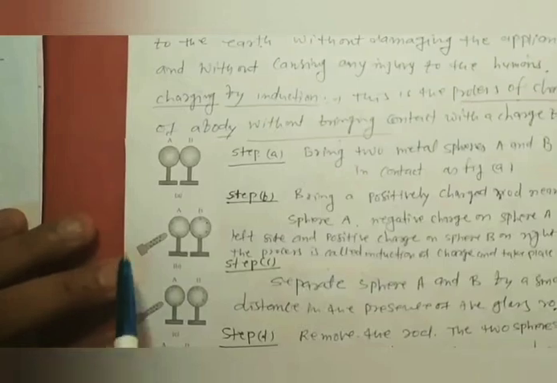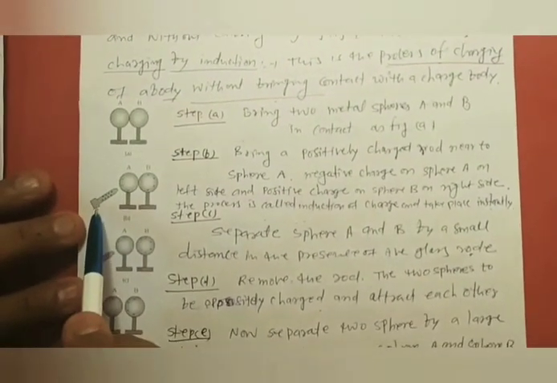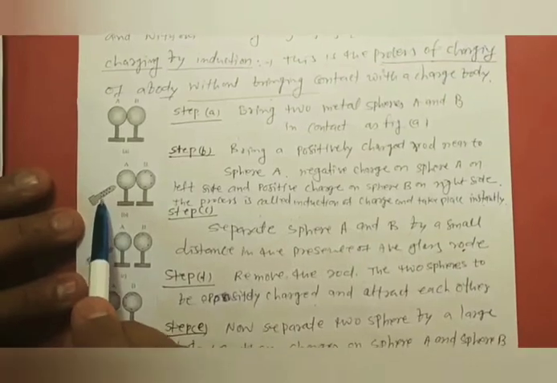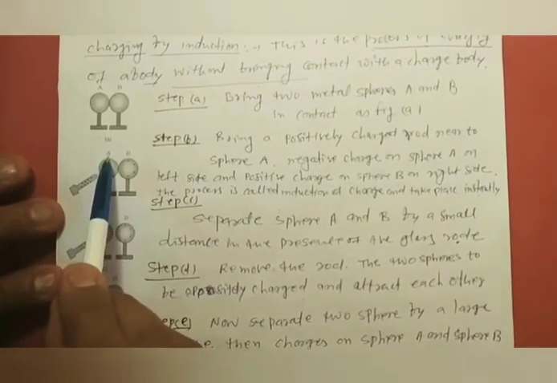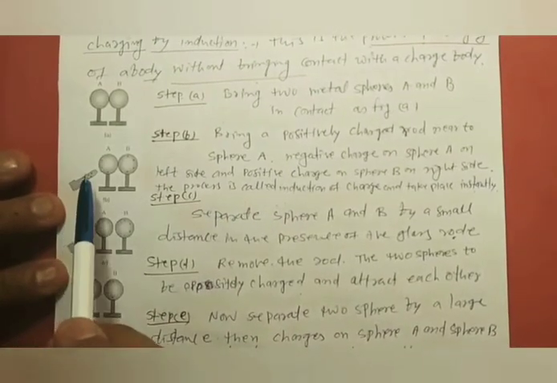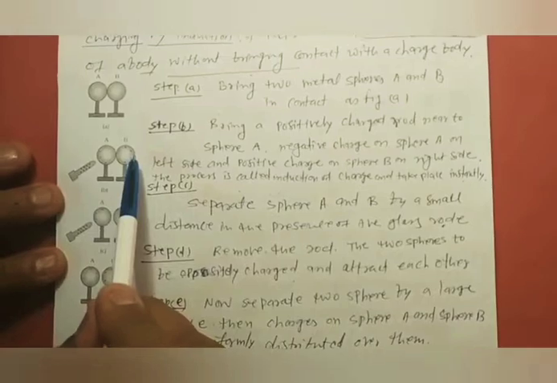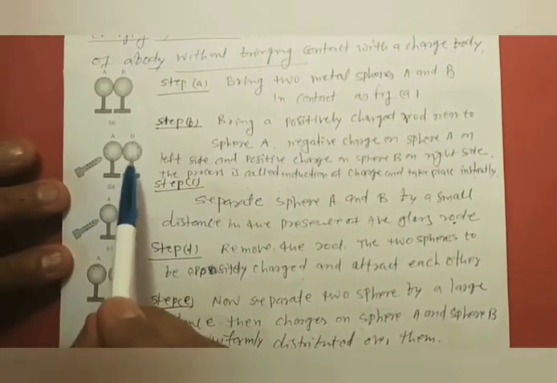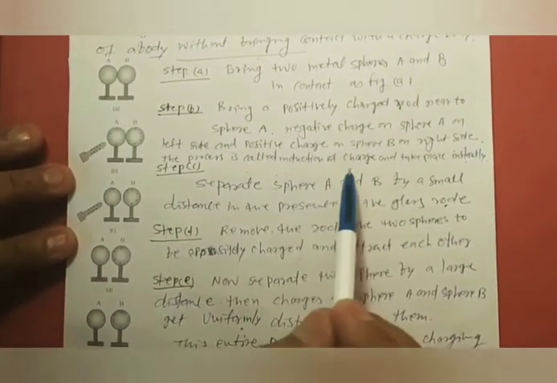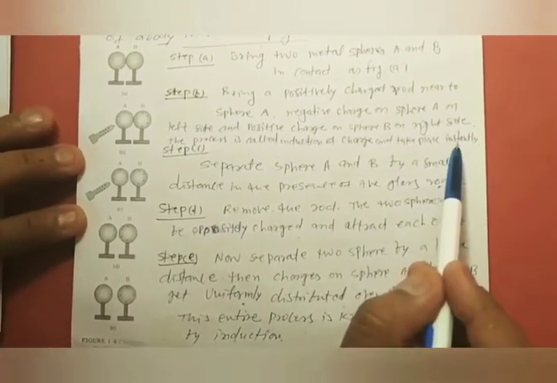In step B, bring a positively charged rod near to sphere A. Negative charge on sphere A on left side and positive charge on sphere B on right side. The process is called induction of charge and takes place instantly.